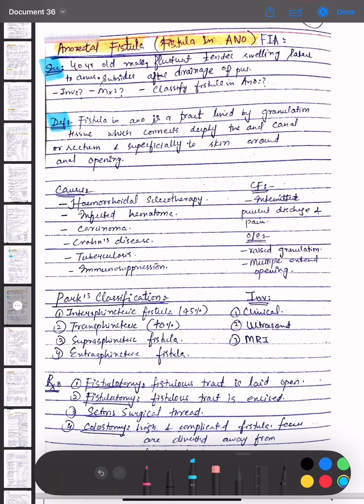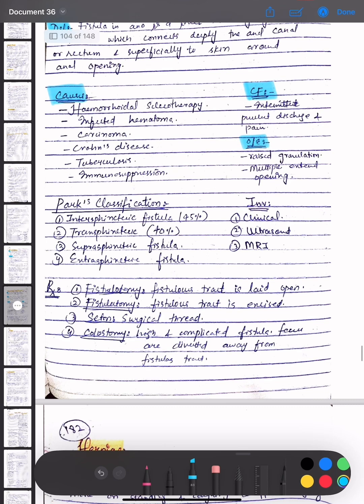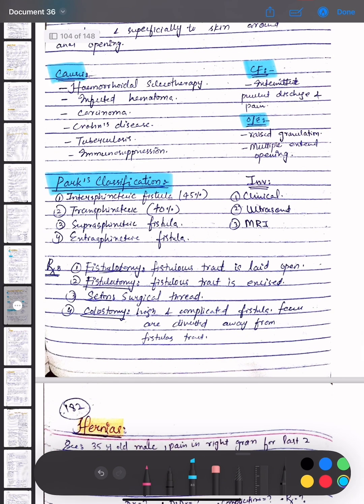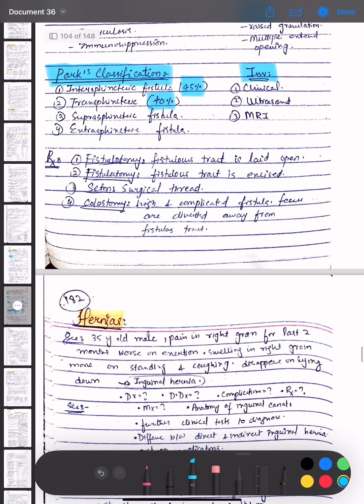The causes are hemorrhoidal sclerotherapy, infected hematoma, carcinoma, Crohn's disease, tuberculosis, and immunosuppression. The clinical features are intermittent purulent discharge and pain. On examination, raised granulation and multiple external openings are present. We have Parks classification: intersphincteric fistula 45%, transsphincteric 40%, suprasphincteric fistula and extrasphincteric fistula. The investigations are clinical, ultrasound and MRI. The treatment options are fistulotomy, fistulectomy, seton and colostomy.